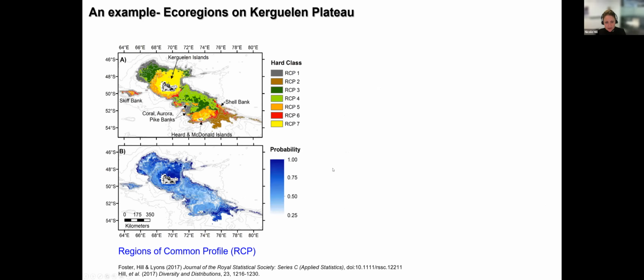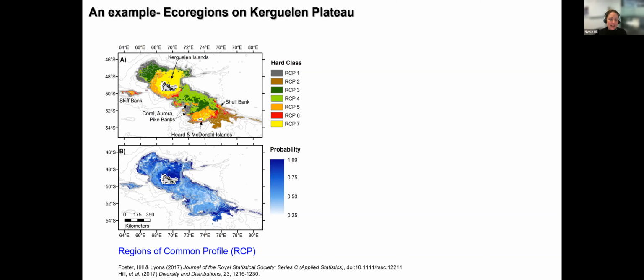So this is exactly what we did, and we did this using a method called regions of common profile. And essentially what this method does is it uses this information on species occurrences at sites directly, and it tries to find areas that have common profiles of species that can be defined by environmental characteristics. And you can interpret these as ecoregions or bioregions or assemblages, depending on the data and the scale that you're talking about. And when we did this for the Kerguelen Plateau, and I should back up a bit, we're talking about demersal fish here. Hopefully that was obvious.